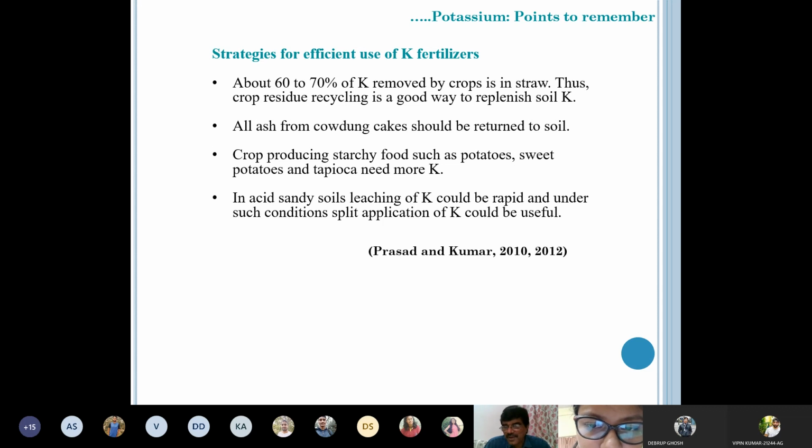Also, in case of Barsim, those who have seen the Barsim crop, it is a practice. Farmers apply ash from their homes. We burn cow dung cakes or upla, and then the ash is there. That ash is applied in many crops, in many vegetable crops, and it gives you a very quick response. So all ash from cow dung cakes should be returned to the soil, and crops producing starchy foods such as potatoes, sweet potatoes and tapioca need more K. In acid sandy soils, leaching of K could be rapid.